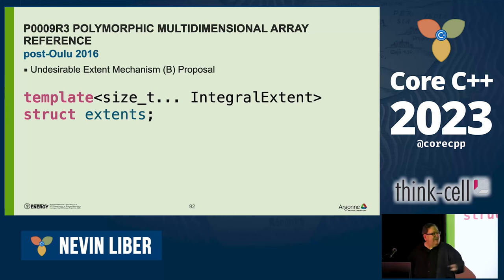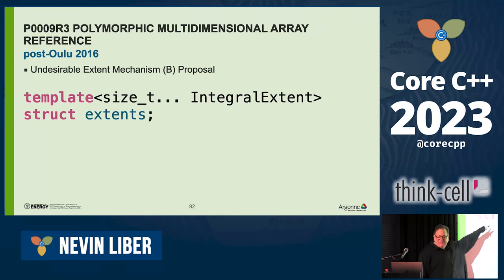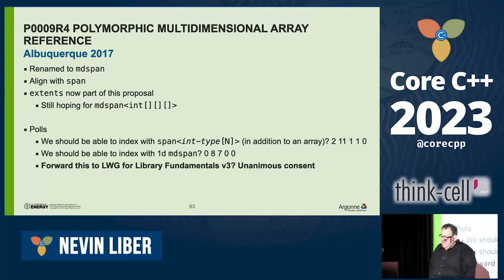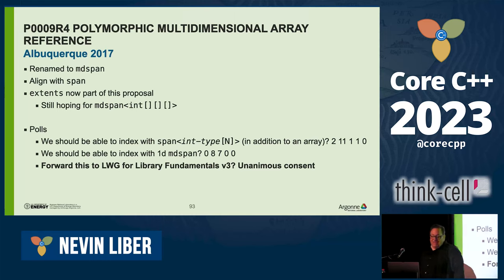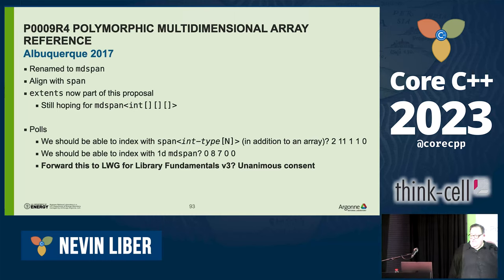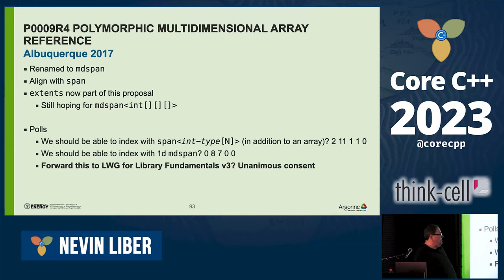And in R3, there's this thing that says the undesirable extents mechanism is this. Just pass a template in with all the extents. Of course, that's the one we pick. And here's the first time it's renamed MDSPAN. Not finally yet, but extents are part of the proposal.